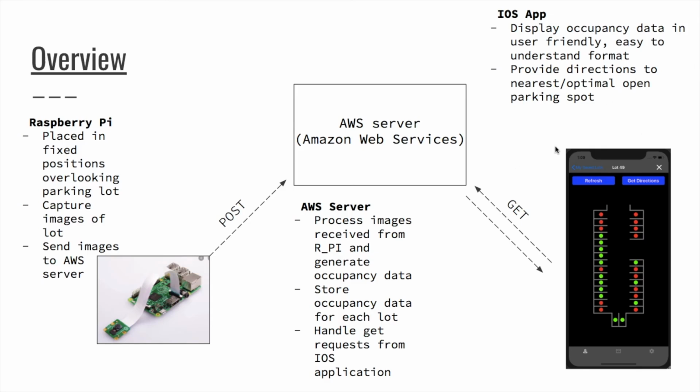And lastly, on the iOS app, this is where we display the real-time occupancy data in an easy-to-understand format, as you can see here. Red dots correspond to occupied spots, and green dots correspond to free spots. And lastly, we want to be able to provide directions for users to the nearest or most optimal open parking spot.